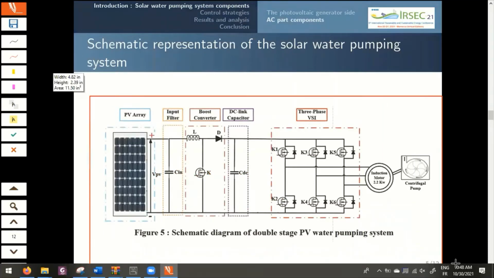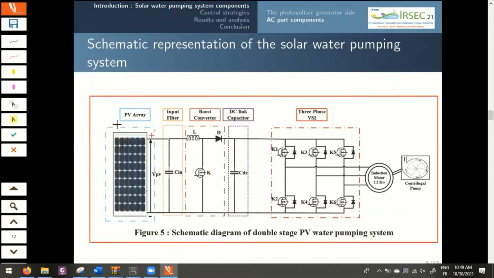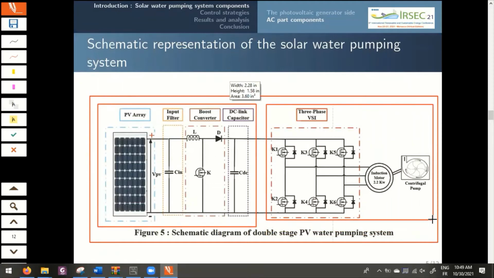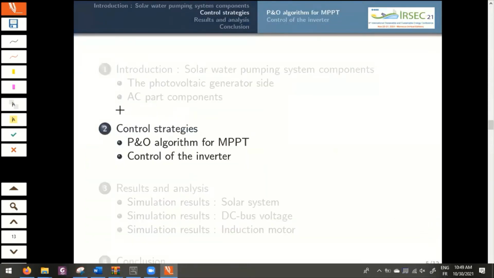This is the block diagram of the entire pumping system, which combines both AC and DC parts. As a reminder, the DC part contains solar panels and the boost converter, and the AC part consists of the three-phase inverter and the motor pump. That's all I have to say about the circuit description. In the next section, we will present the proposed control scheme.